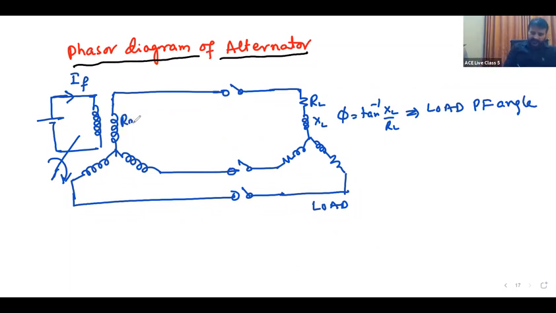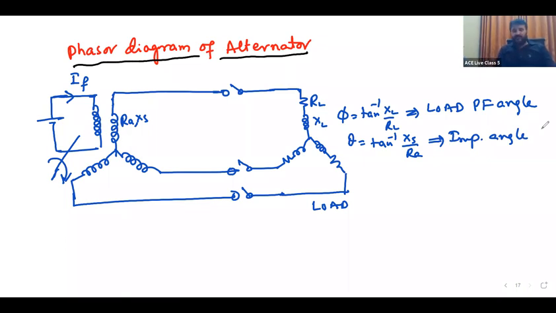But the machine angle is there. The machine also will have some resistance and reactance. That is theta: theta is equal to tan inverse of XS by RA, which is said to be the impedance angle. There is a lot of difference between phi and theta. That should be clear. Phi is the load power factor angle, load reactance by load resistance. Theta is the impedance angle, a machine angle related to the machine.